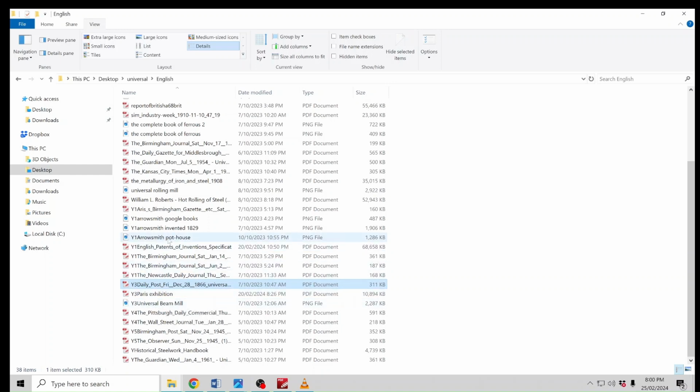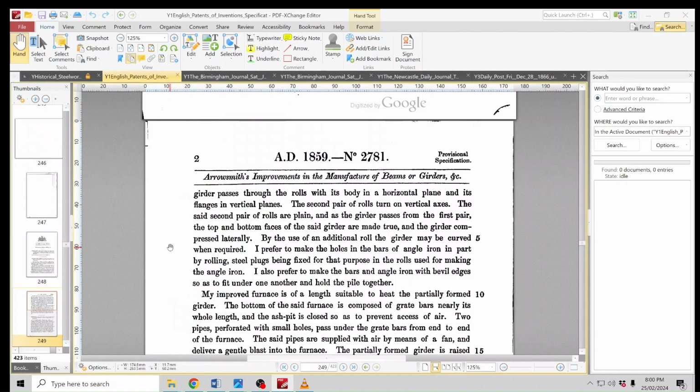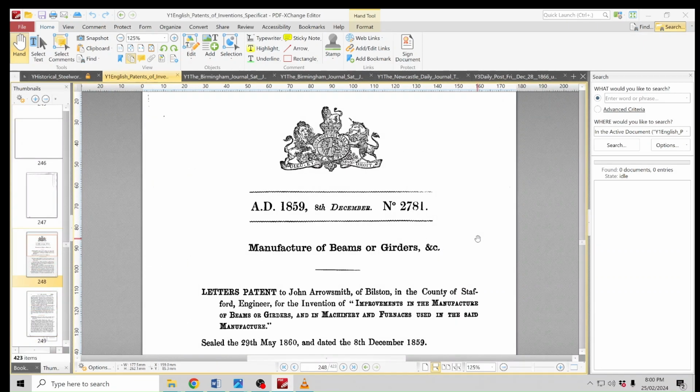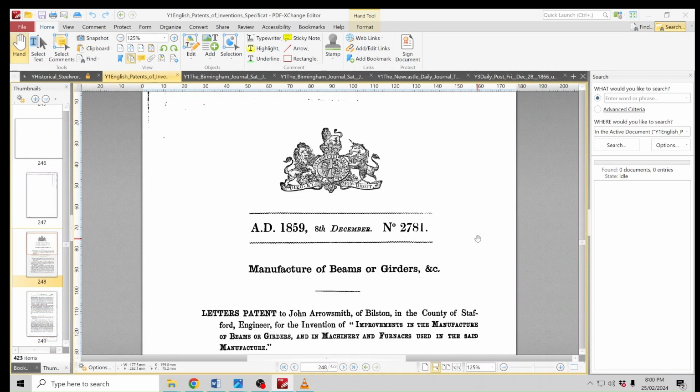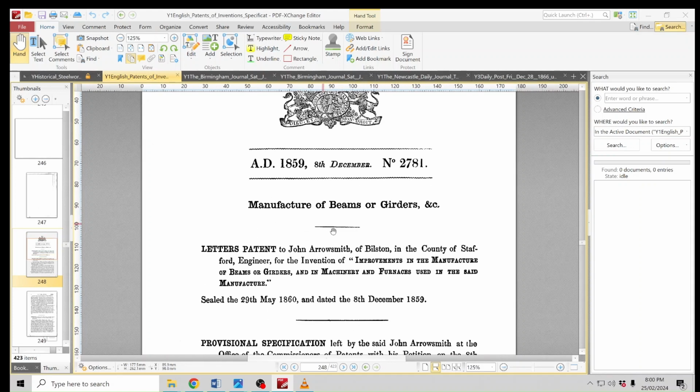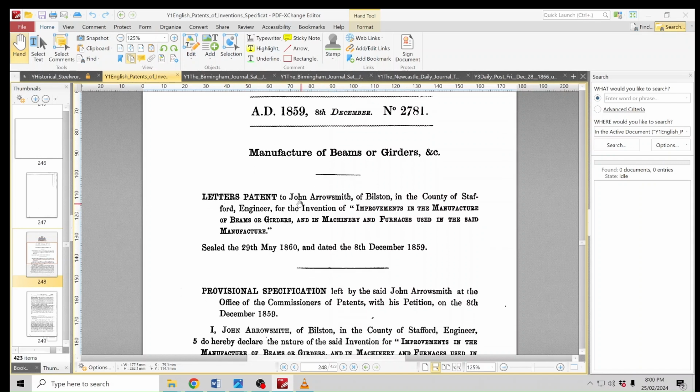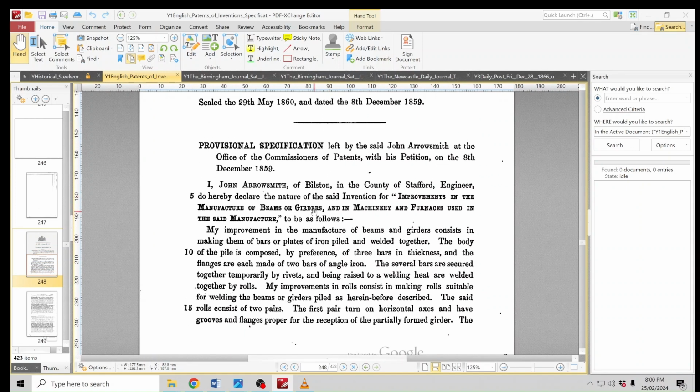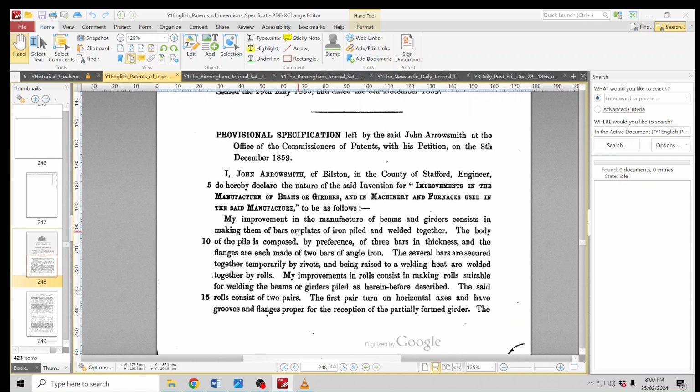So let's now look at the patent. I found a big list of patents, and I found his patent here, this one at least anyway, is 2789 for the manufacture of beams and girders. John Arrowsmith of Bilston in the county of Stafford. Improvements in the manufacture of beams and girders and in the machinery and furnaces used in the said manufacture in 1860, or 1859. So that was the same as what I just found in the newspaper article before. You can have a read through it. This is easy enough to find on Google Books.